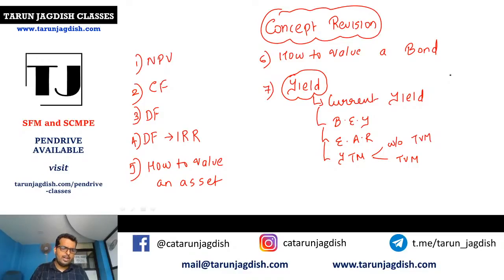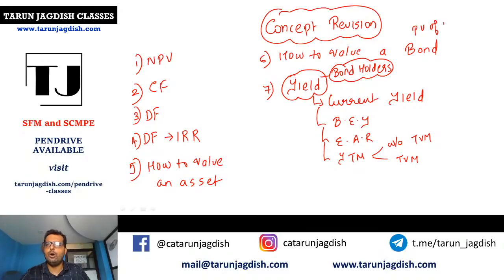Now, a bond is exactly similar to debentures. The only difference is that debentures are issued by private organizations, whereas bonds are issued by government corporations. Then we learned yield. Yield is nothing but bondholders' expectation. The value of a bond is nothing but the present value of future cash flow which the bond can generate.